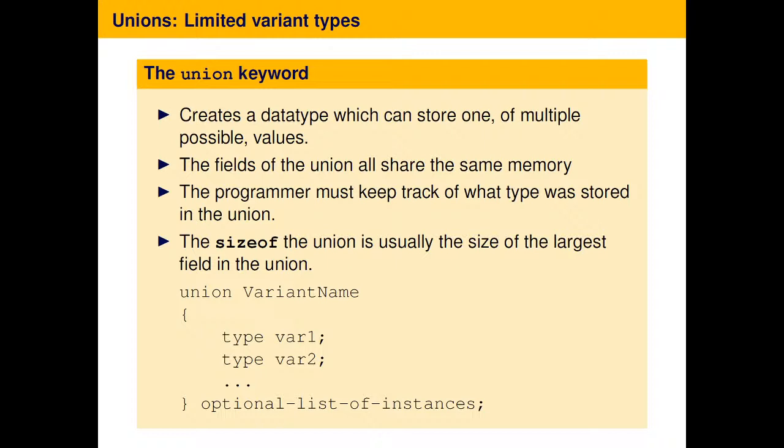So you want to basically minimize the amount of memory you use based on the fact that you're only storing one value of a particular type in that space at a time. And the data type for that is called a union. They look very suspiciously like a structure, but their purpose is very different.